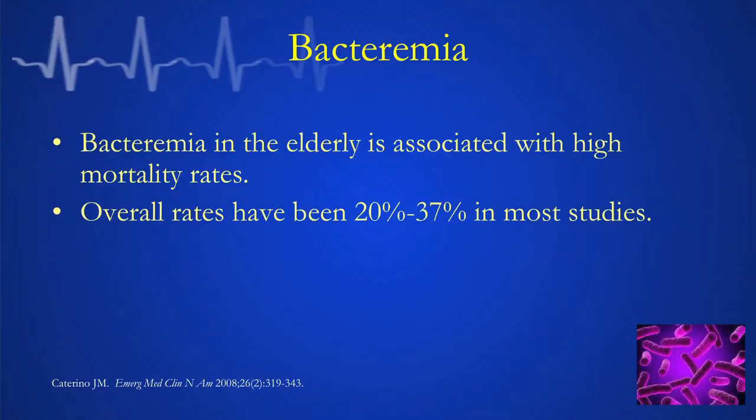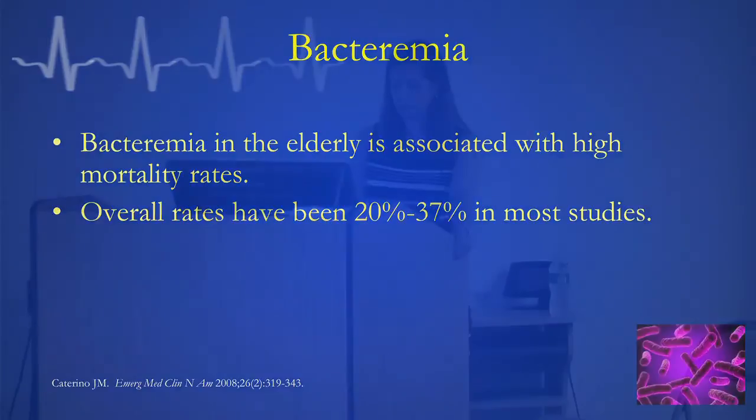Last point to drive it home: bacteremia in the elderly is associated with high mortality rates. Overall rates have been 20 to 37% in most studies. Okay, so we're going to talk about pneumonia, and then we're going to talk about UTI, and then we're going to take a break, okay? Pneumonia.